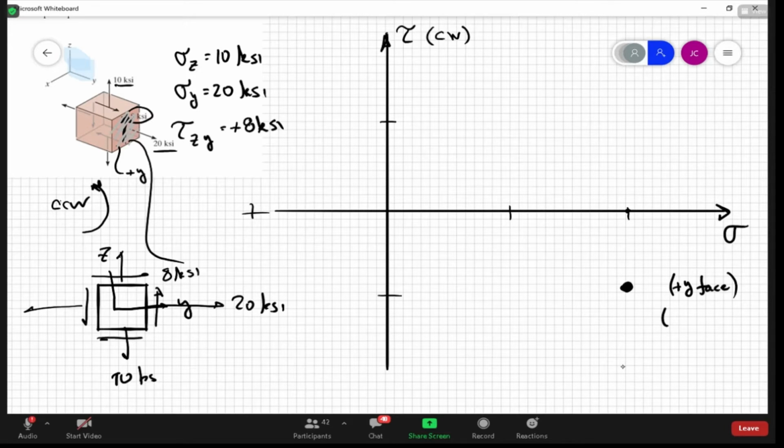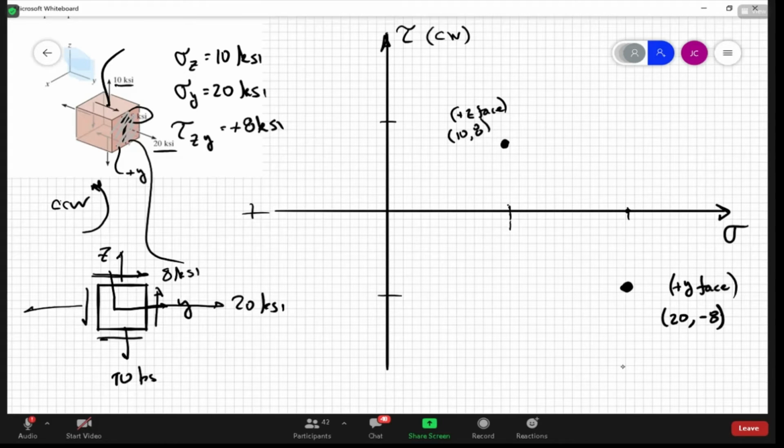Right, so the point there is 20 minus 8. Now let's look at the top face, which is the positive Z face. There again, we have a positive 10 KSI, so that puts us here. And the shear stress on that face wants to rotate it clockwise, so that's going to put us up about the same amount. So there's the second point, on the positive Z face, at 10 positive 8.